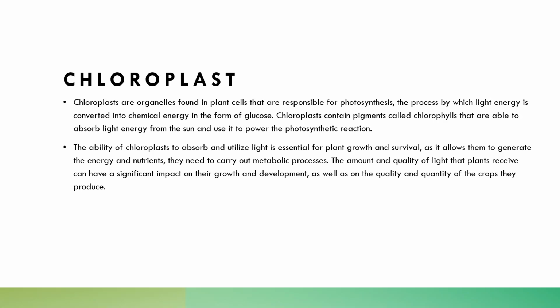It does this for visible light, using red and blue light the best, and green light the worst, since, being green, it ends up reflecting the green light and is unable to use it. The ability of chloroplasts to absorb and utilize light is essential for plant growth and survival. It allows them to generate the energy and nutrients they need to carry out metabolic processes.